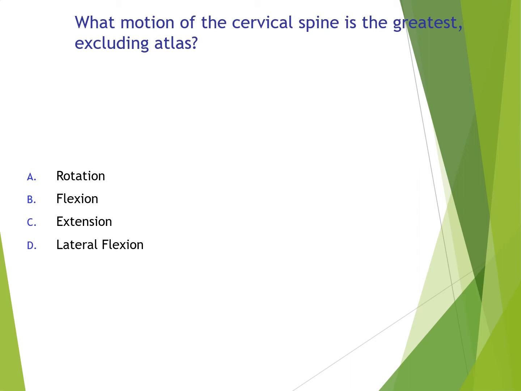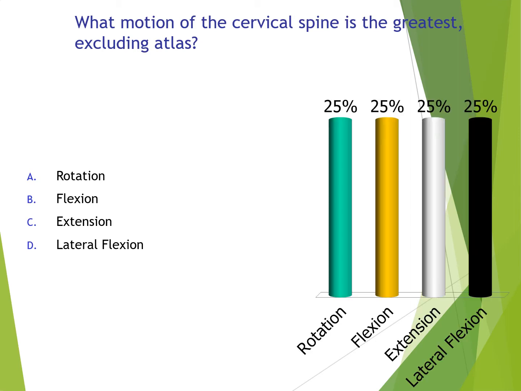What motion of the spine is the greatest, excluding atlas? Take a minute to think about this one. The answer to this one is flexion and extension, but more flexion. When we exclude the atlas, you'll definitely see that the spine has much more motion in the flexion, and the combination of flexion and extension create the most motion in the spine.